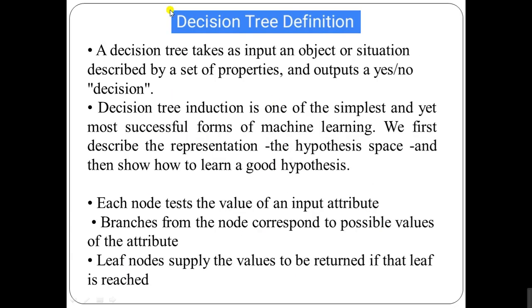So how do we define a decision tree? A decision tree takes as input an object or situation described by a set of properties and outputs a yes or no decision. Decision tree induction is one of the simplest and yet most successful forms of machine learning. We first describe the representation, the hypothesis space, and then show how to learn a good hypothesis. Each node tests the value of an input attribute, with branches from the node corresponding to possible values of the attribute. Leaf nodes supply the values to be returned if that leaf is reached.